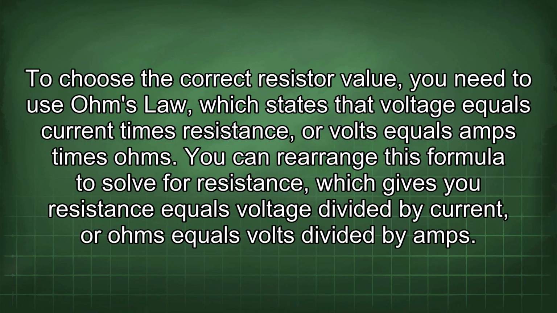To choose the correct resistor value, you need to use Ohm's law, which states that voltage equals current times resistance, or volts equals amps times ohms. You can rearrange this formula to solve for resistance, which gives you resistance equals voltage divided by current, or ohms equals volts divided by amps.